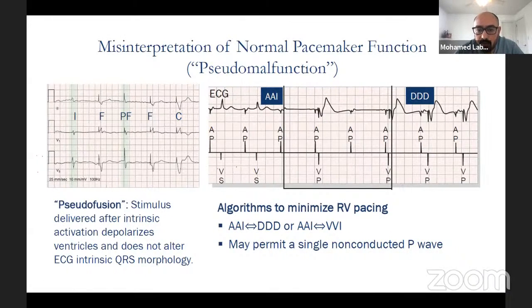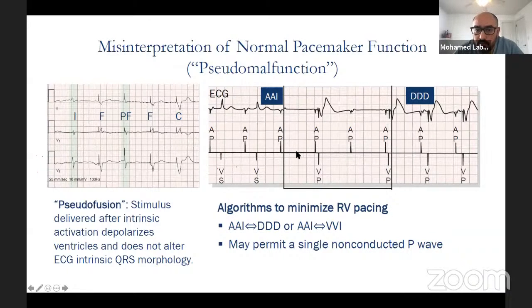Wait for the next beat, and then pace in the A and pace in the V, and then wait for another one, pace in the A, wait, you didn't see anything in the V, that's okay, pace in the A and then pace in the V, and then switch to DDD. So pace in the A and the V all the time.